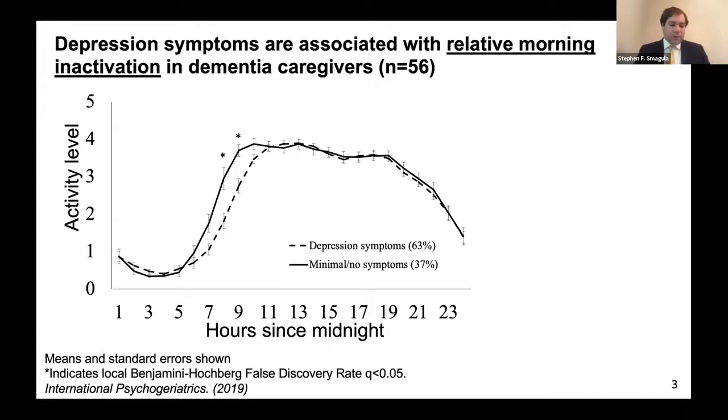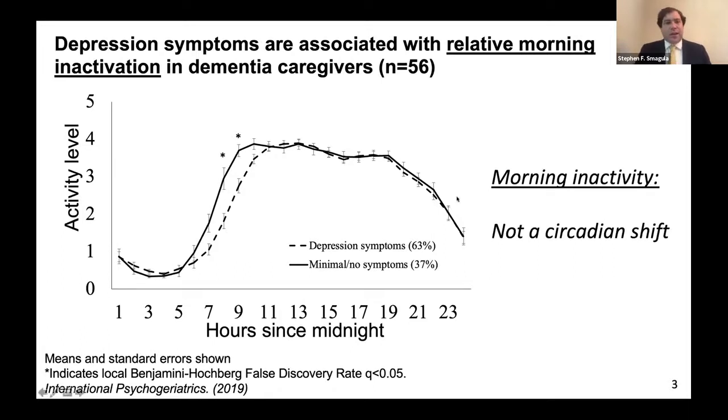What we observed was a large effect size difference where the caregivers with depression symptoms had less morning activity, in particular from 8 to 10 a.m. Now, there's a few important things to note here. First, this was not a circadian shift. There was no corresponding increase in evening activity.